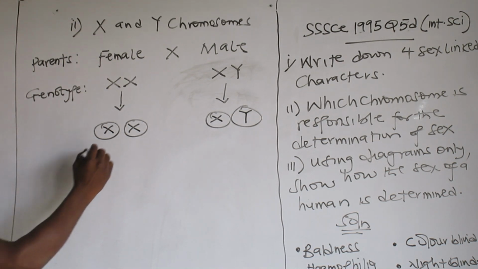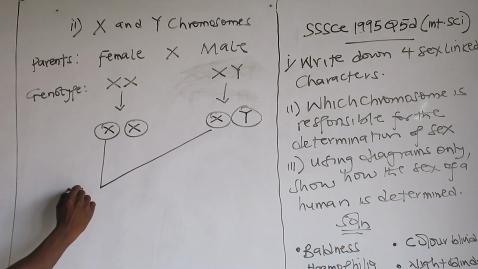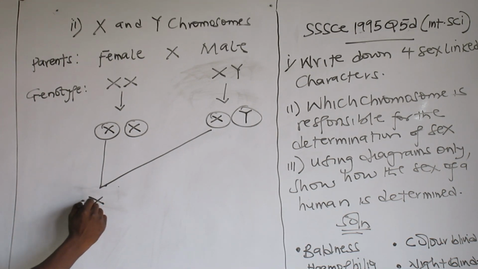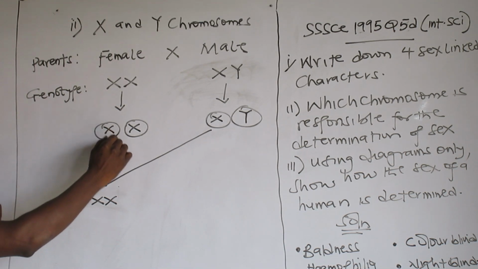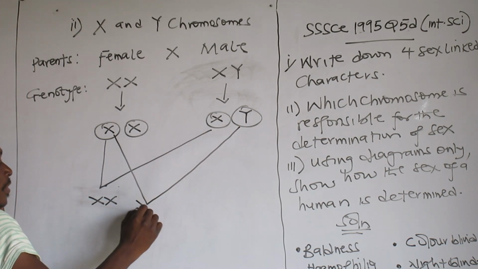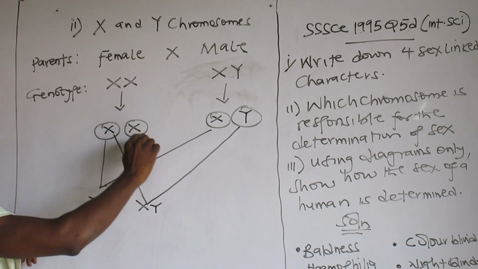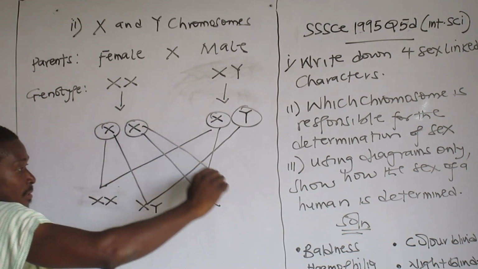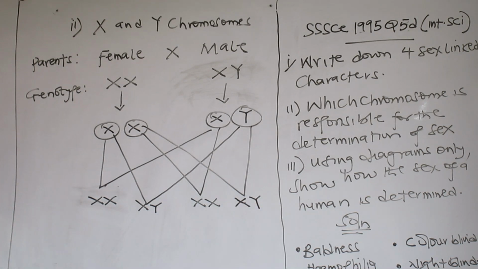Good. So this goes with this. You see that? I produce something here as XX. Are you okay? This thing matches with the other one. Position them well so I can have a place to record XY. Now this also combines with this XX. Now this combines with that XY. I was asked to use a diagram to determine the sex. What do I see here?